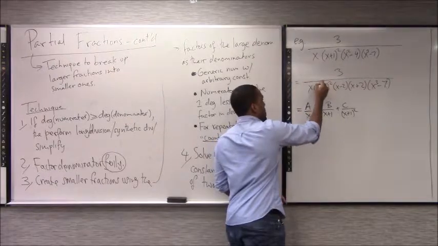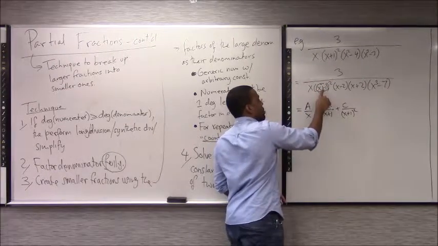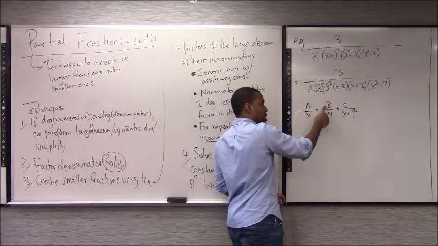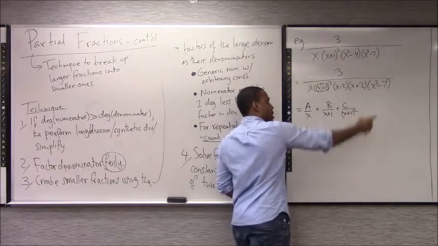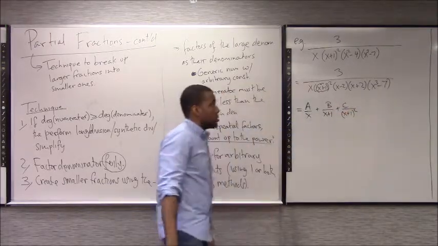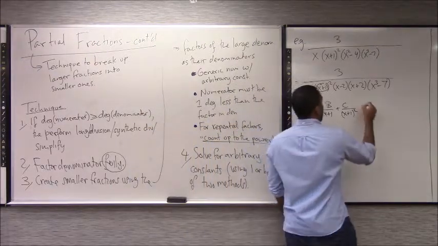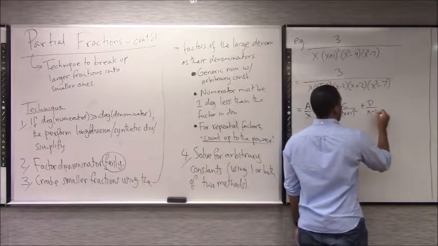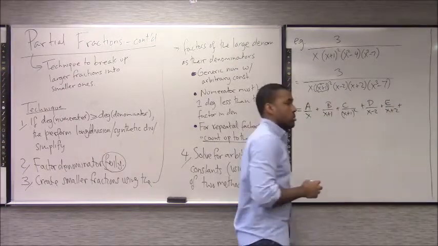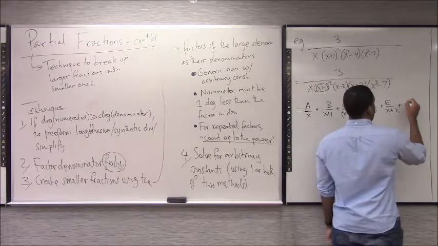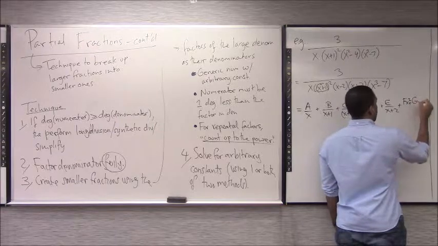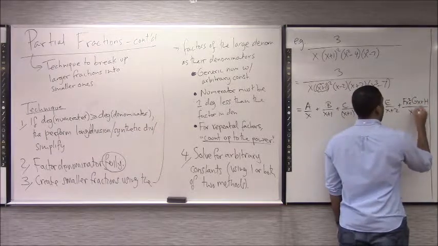The factor we're looking at is x plus 1, which is a first degree polynomial, which means the top needs to be a 0 degree polynomial. So the top is still just a constant, but you still count up to the power. And if this were cubed, I'd have a third one that says D over x plus 1 cubed. How do we continue? So plus D over x plus 2, plus E over x plus 2, and then plus Fx plus, oh wait, is it Fx squared plus Gx plus H over x cubed minus 7.